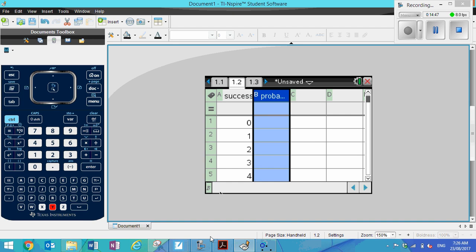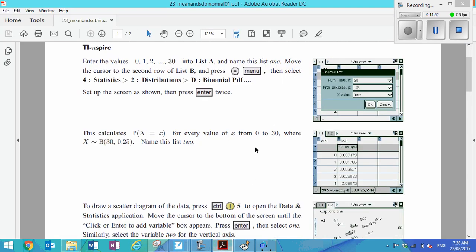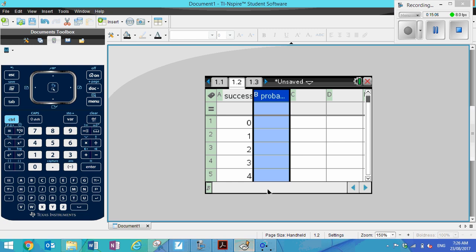Am I going too fast? If I'm going too fast, pause the video on this page. If you always click in your textbook, it will show you on the calculator how to do all these. So this here explains what we're doing and how we're going to get to the graph. So pause it there so you can run through it at your pace.